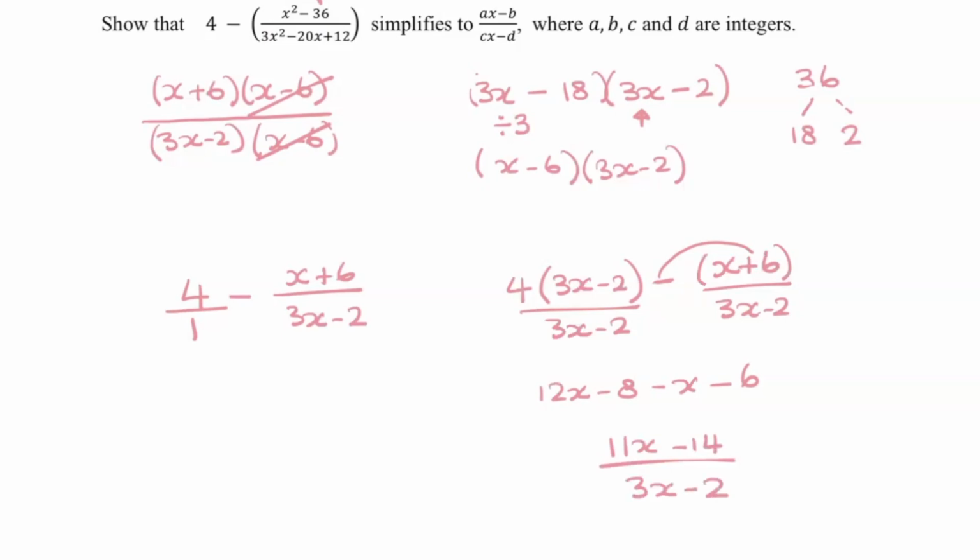And then I can just double check the form that they were telling me. I should have a number in front of the x, a number in front of the x, and then a negative. And I've got all of those elements. They are all integers. It's feeling good.